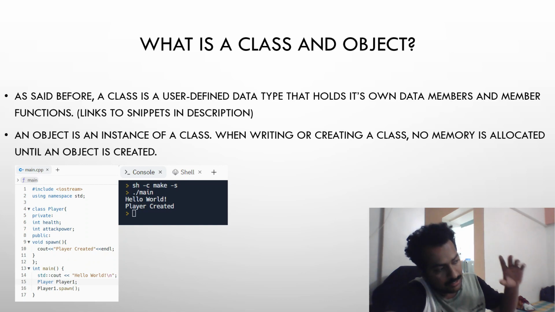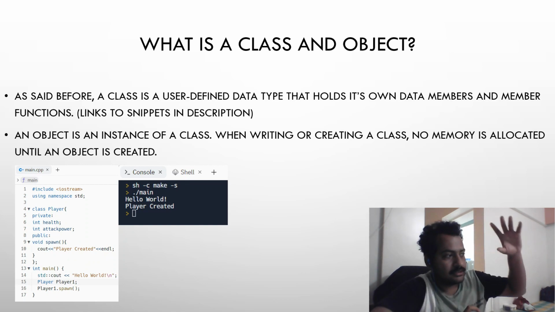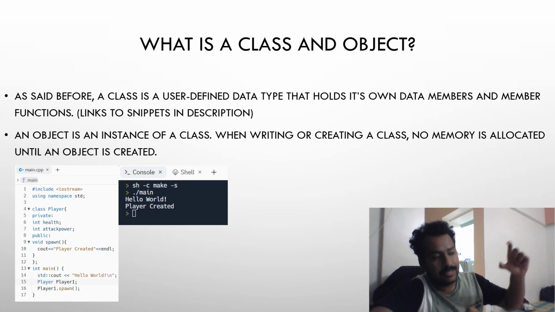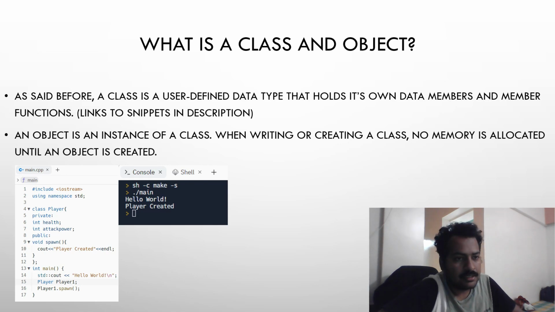So that class is basically a blueprint of what an entire player's attributes are supposed to be. And then I'll create player one, player two, player three. We'll get in depth with that later on.